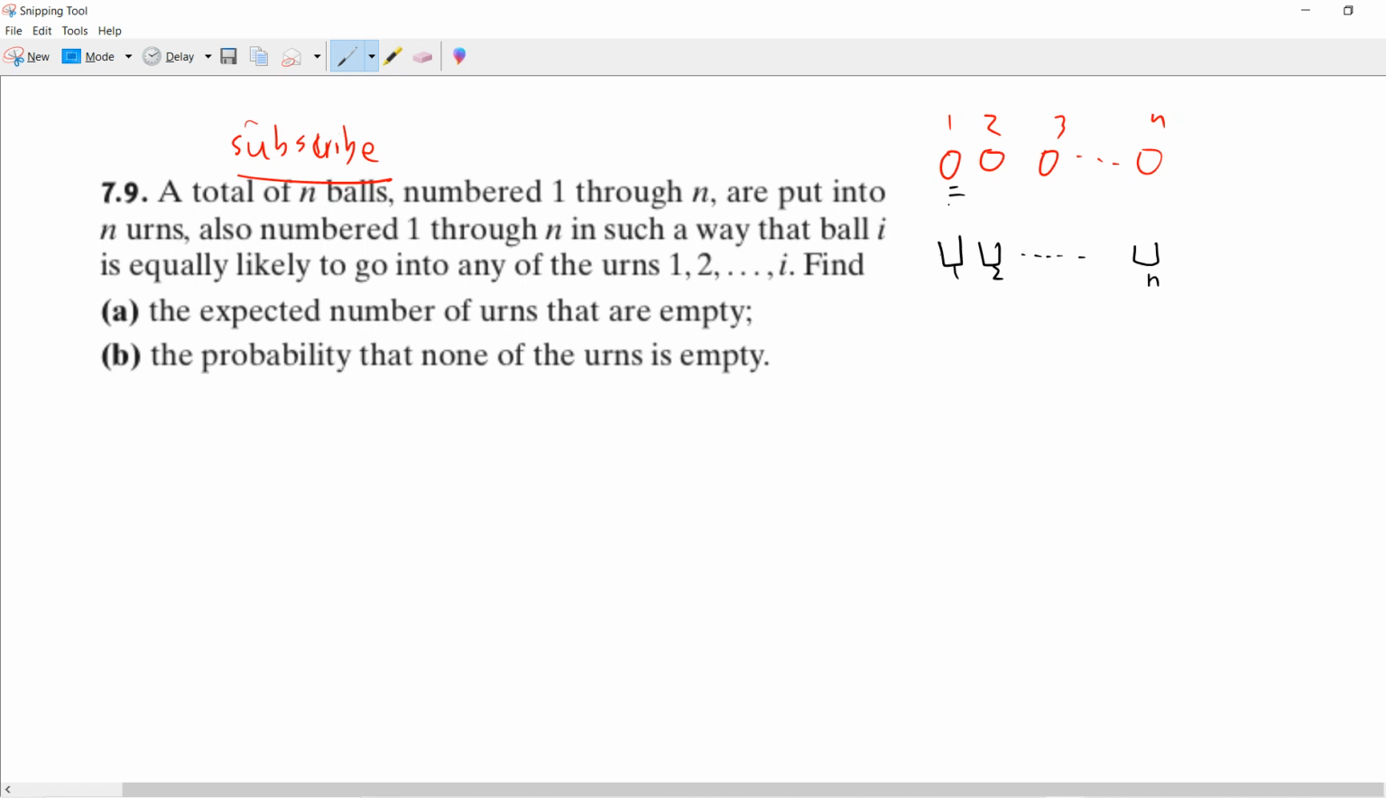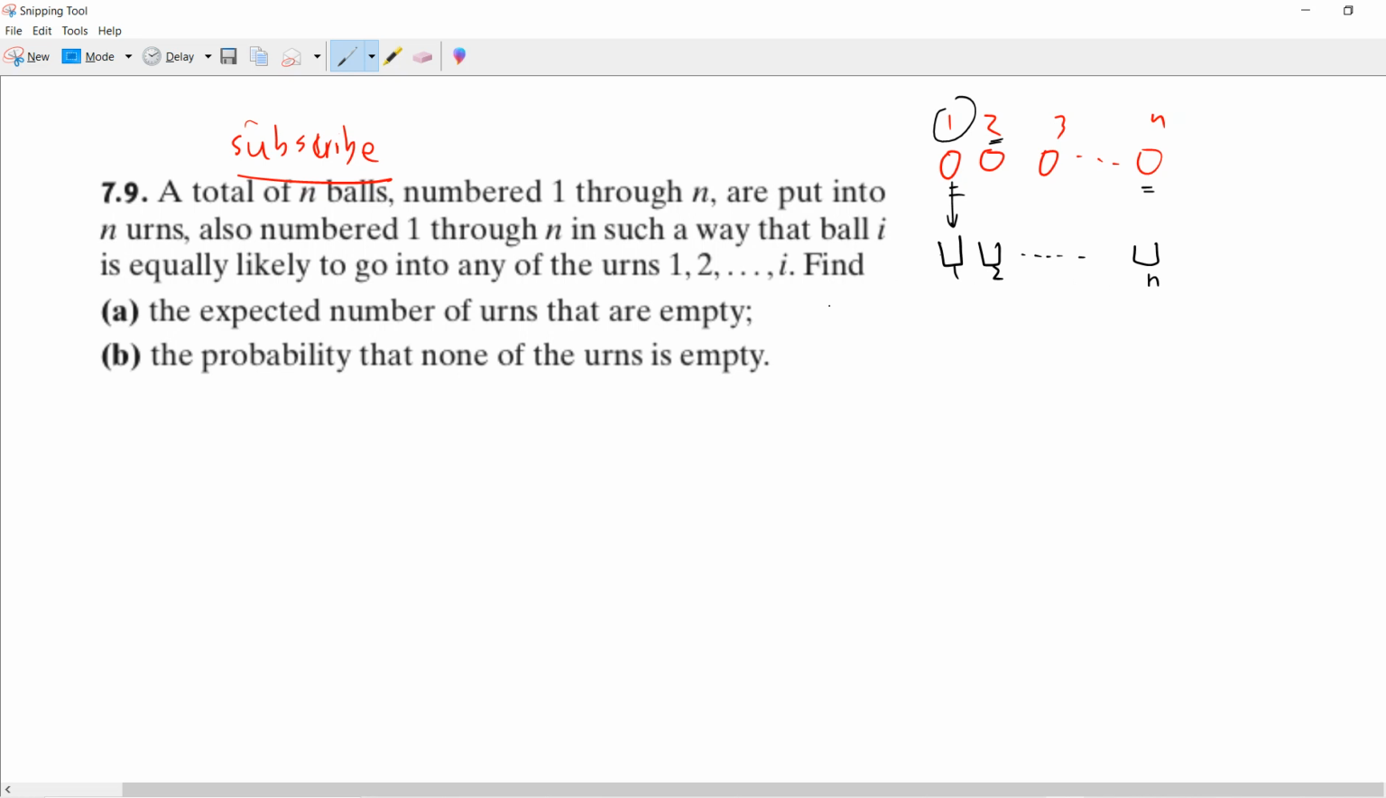And the rule is very strange: the first ball can only go to urn 1. The second ball can only go to the first or the second urn, so with probability half it goes to 1 and half it goes to 2. The third one has 1/3 to go to 1, 1/3 to go to 2, and 1/3 to go to 3. And for ball n, you have 1 over n to go to 1, 1 over n to go to 2, and 1 over n to go to n.